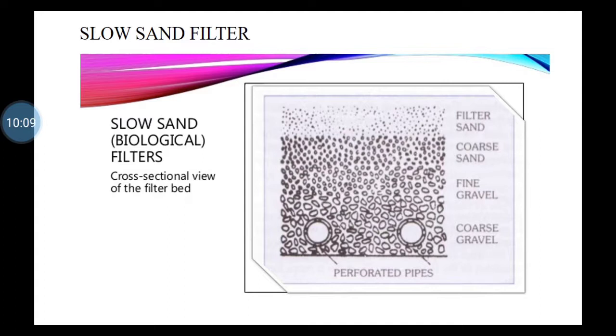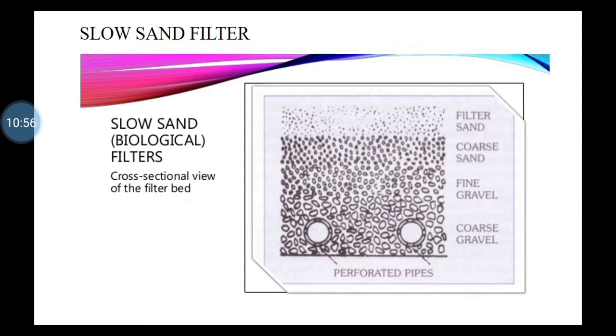Whatever these layers are, all of them are very important. They play an important role in the filtration process. Now, there is one more important thing here: a vital layer is formed at the surface of this filter sand. As the water gets filtered, a thin green slimy gelatinous layer gets formed, which consists of plant and animal life.